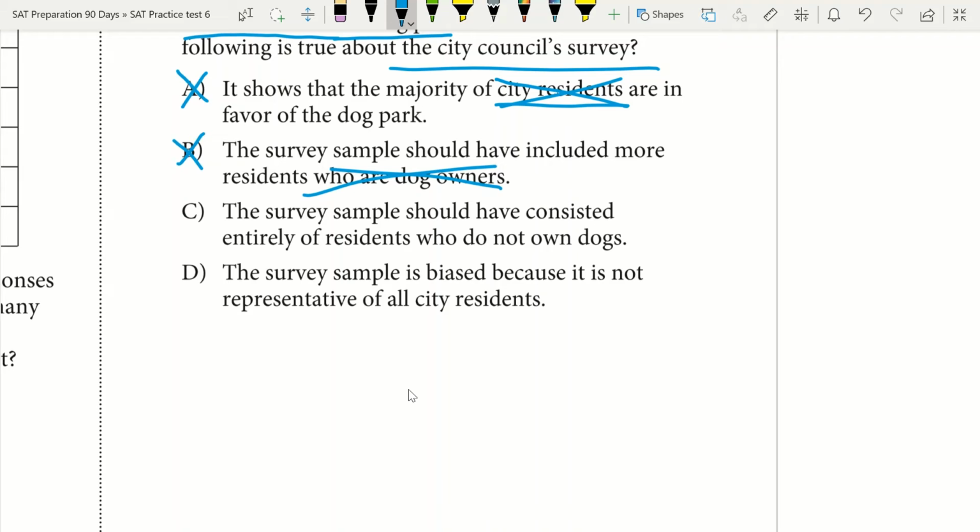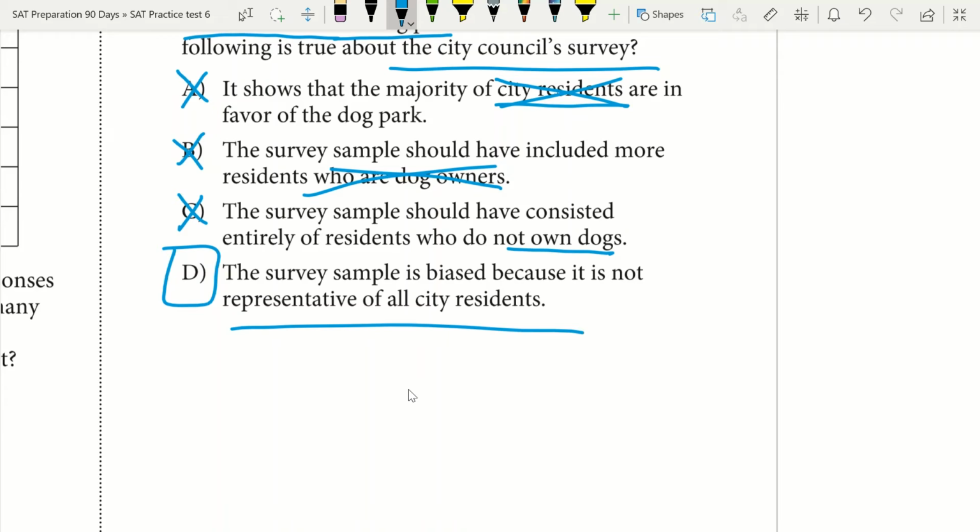C, the survey sample should have consisted entirely of residents who do not own dogs. Once again, that would be incorrect. We need that proper mix, an accurate mix in the population, right? We want the accurate mixture of those who own dogs and don't own dogs. Option D, the survey sample is biased because it's not representative of all city residents.